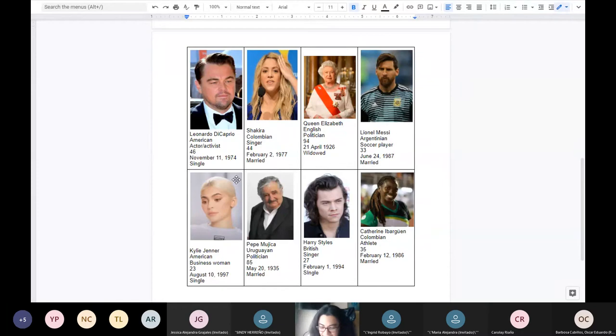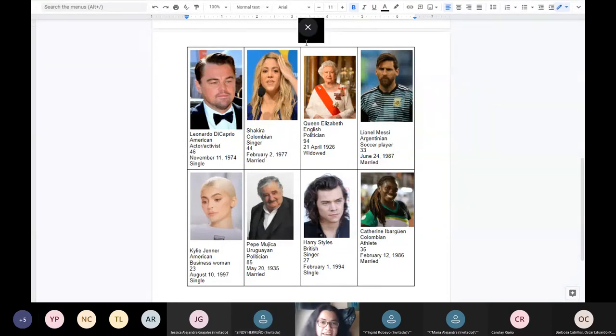So, let's finish with the last one, guys. Última persona para adivinar. Go on. Is it a man? No, it is not a man. Is it a singer? No, it is not a singer. Is she 35 years old? Yes, she is 35 years old. She is Catherine Ibargüen. That's right.